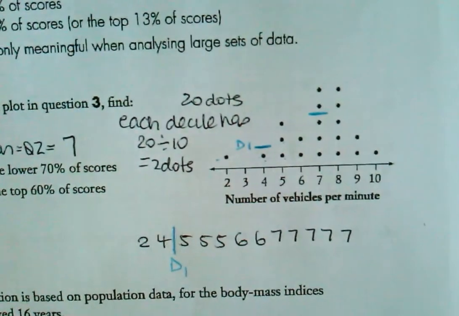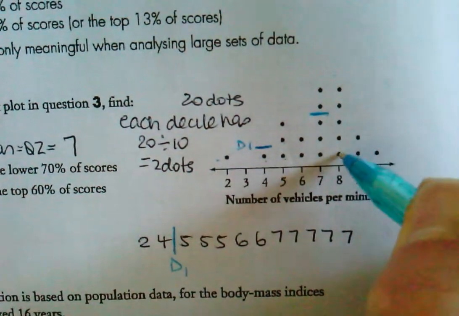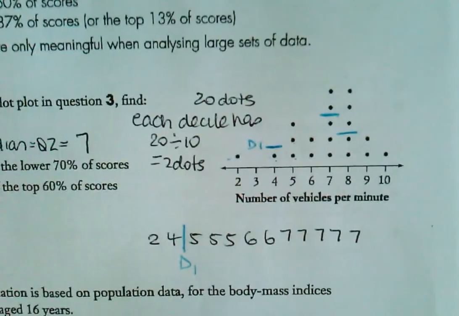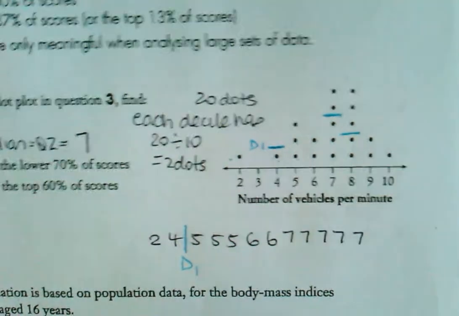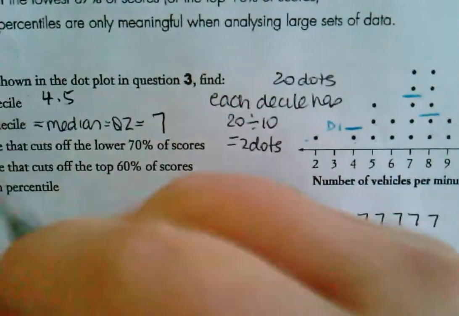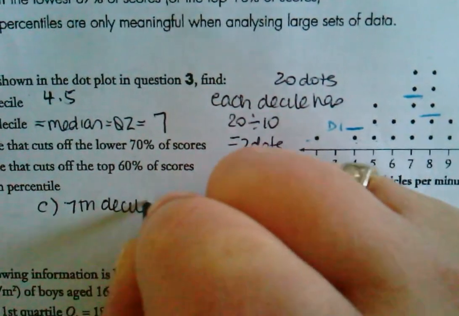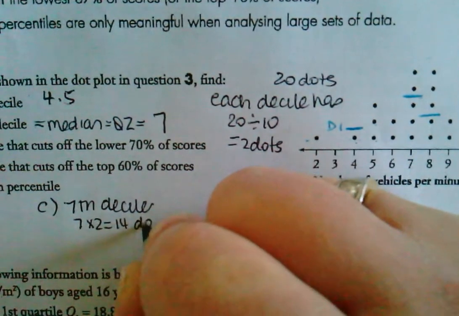Yes, we want 14 dots. That's D5, D6, D7. 14 dots. Are we okay with that? Each decile's got 2 dots. If you want the 7th decile, yeah? Yeah, good. So, the 7th decile, you're looking for 7 times 2, which is 14 dots.